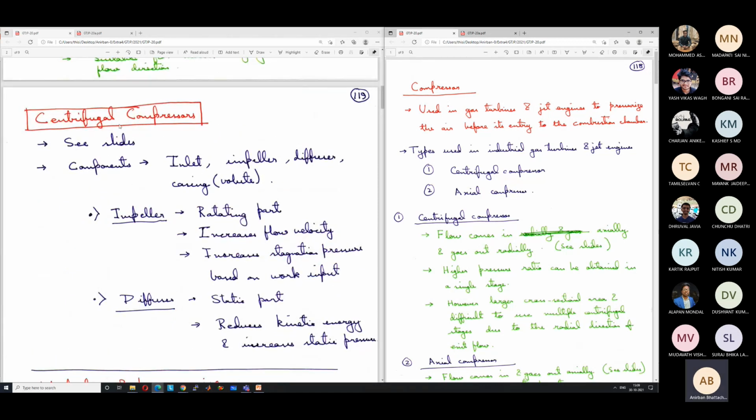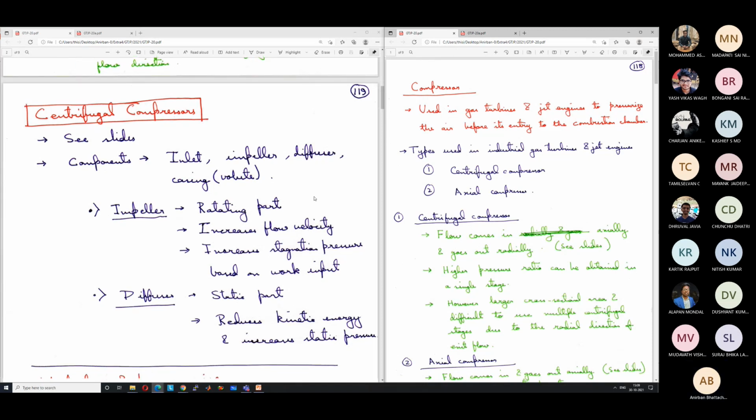So what are the components? To summarize, we have an inlet section. Then we have the impeller, which is one of the main sections of the centrifugal compressor. Then we have the diffuser, and beyond the diffuser, there is the casing or volute, which collects the flow out of the diffuser and brings it to the combustion chamber.